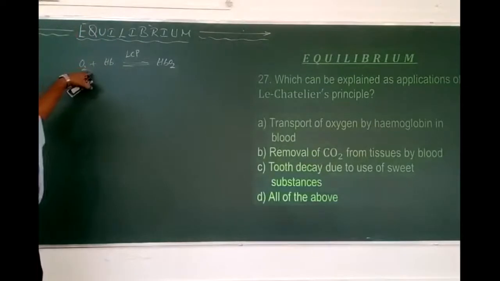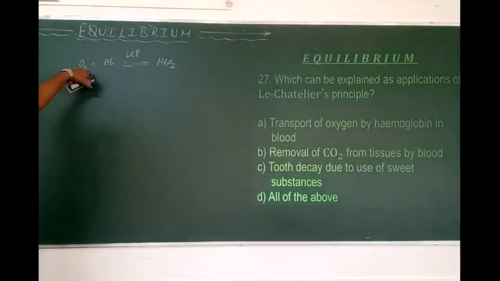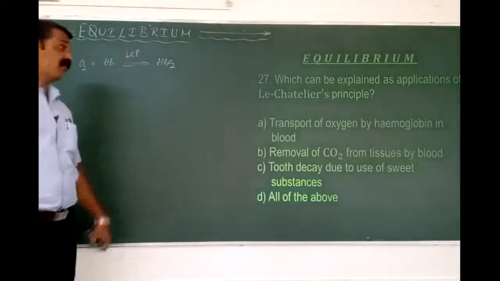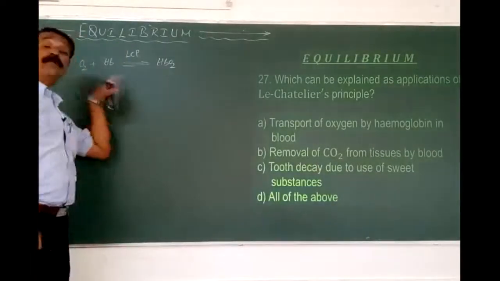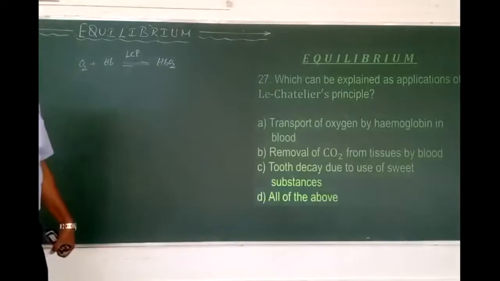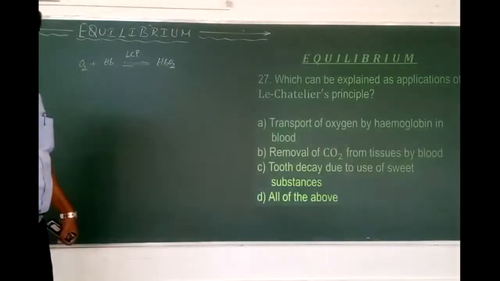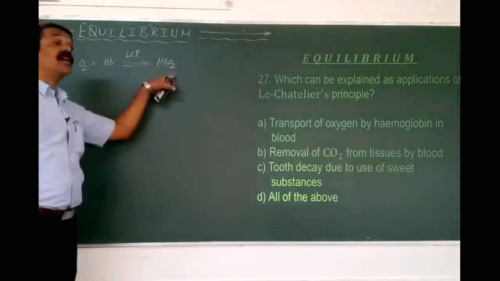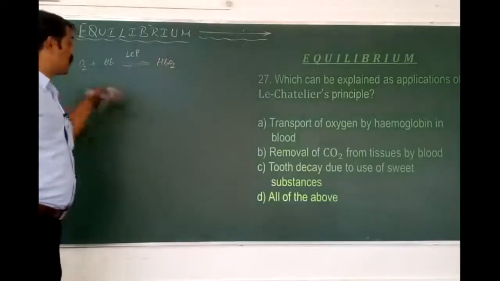That excess oxygen that has been obtained is used for the combustion of the food that we have taken, forming carbon dioxide. Therefore, it is an example of Le-Chatelier. It depends upon the pressure of the oxygen present. If the pressure inside the lungs is less, it moves towards the right side. If it is more, it moves towards the left side.